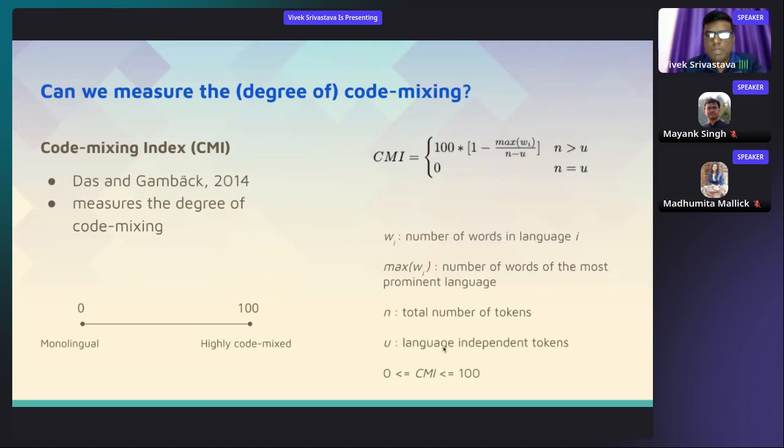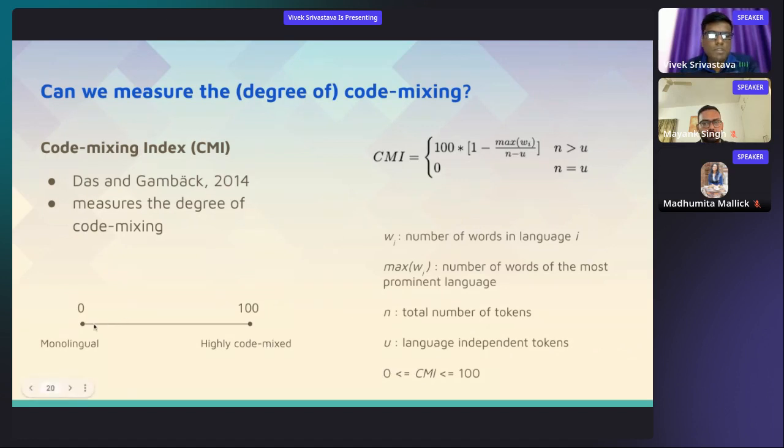U is the language independent tokens. One example we have already seen is that named entities are language independent. If you put everything together, the score that you will get for a text is between 0 and 100, and 0 here represents that your text is monolingual, and as you move towards the other end of the scale, it shows that the text is highly code mixed.